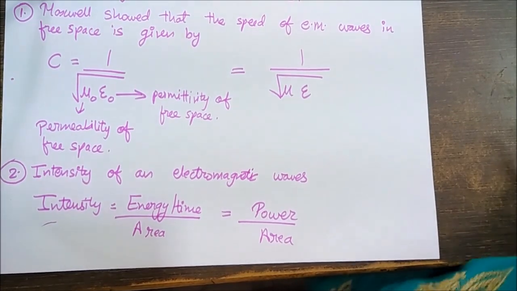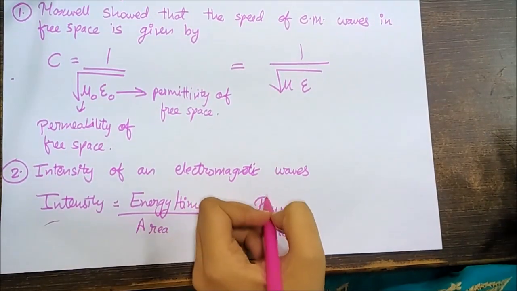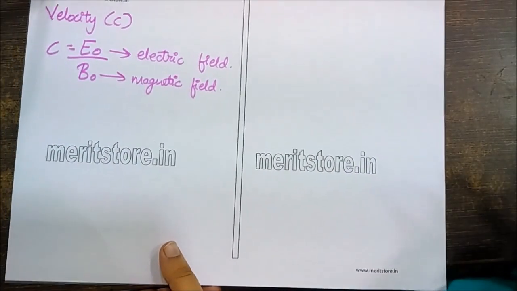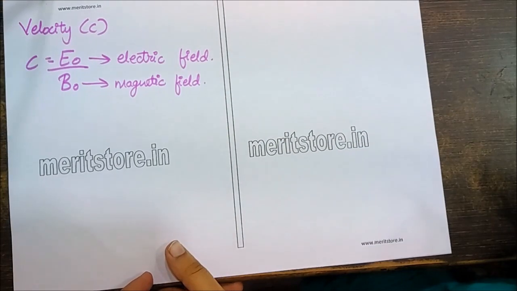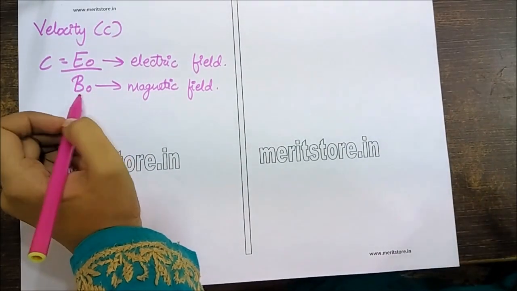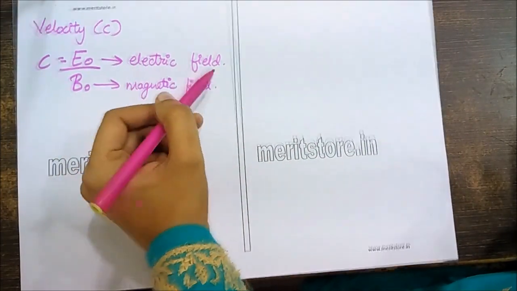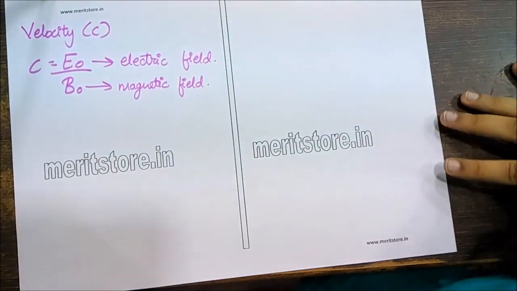Intensity of an electromagnetic wave is given by energy by time upon area. In other words, it is power by area. And another formula for velocity is E naught upon B naught. As we all know, electromagnetic waves are made up of two components, electric field and magnetic field. So E naught denotes electric field, B naught denotes magnetic field.